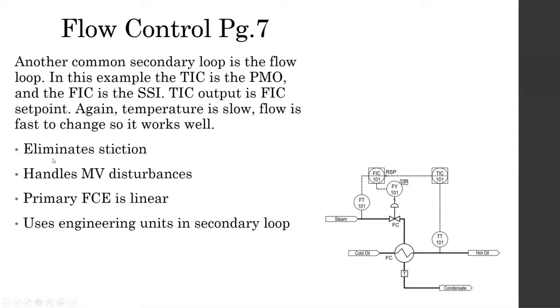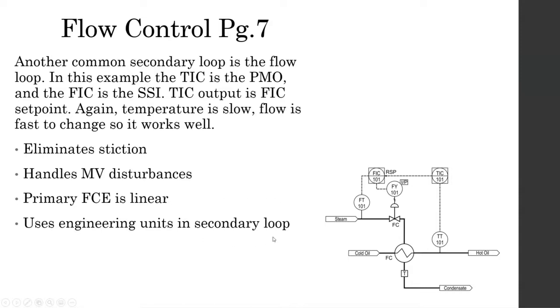What do we get out of this? Well, we get to eliminate stiction because we know where the valve position is, and if it's not where it's supposed to be, the positioner will allow more pressure to go to the actuator and move that valve to where it needs to be. It also handles manipulated variable disturbances on its own because it's got a transmitter here telling the controller if there's any error. And the primary final control element is more linear, again, due to the positioning.